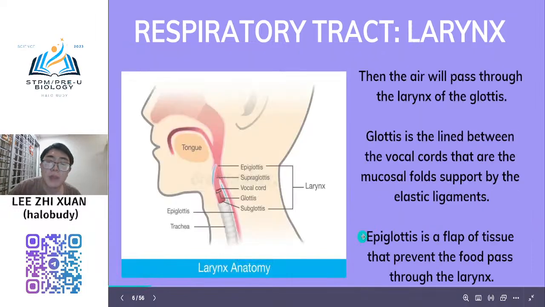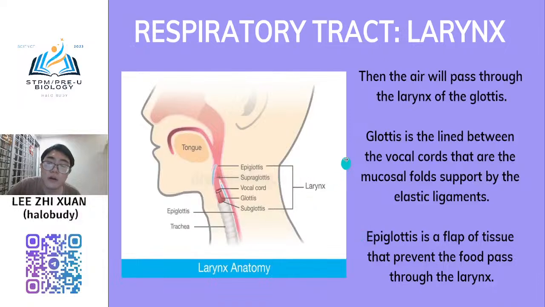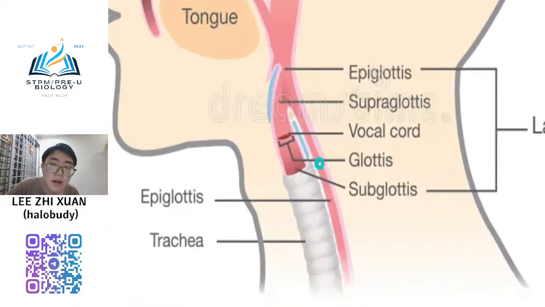Voice box. So the glottis is the line between the vocal cords, which are mucosal folds supported by elastic ligament. This one I just want to explain what the glottis is. So actually the glottis, you will see here in this diagram. See this diagram.